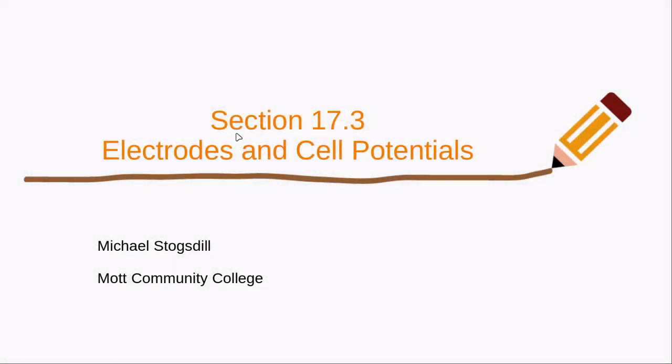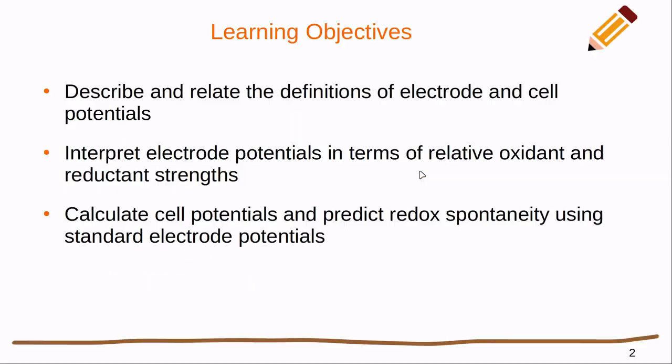Hello, in this video we're going to be covering section 17.3, Electrodes and Cell Potentials. We're going to describe and relate the definitions of electrode and cell potentials. We're going to interpret electrode potentials in terms of relative oxidant and reductant strengths. And we're going to calculate cell potentials and predict redox spontaneity using standard electrode potentials.